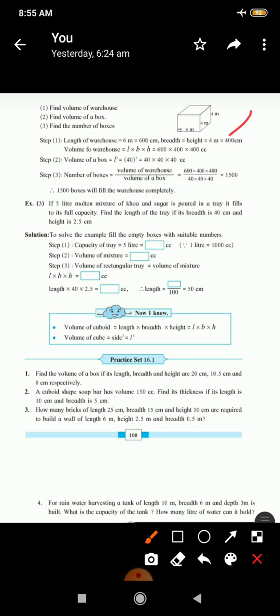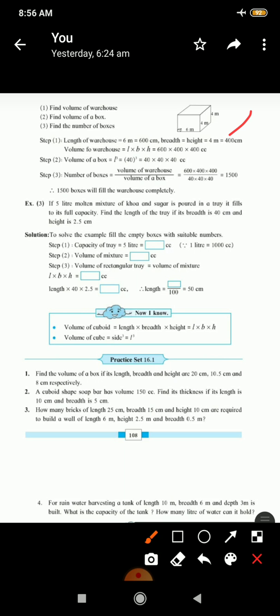Length of the warehouse is equal to 6 meters, that is equal to 600 centimeters. Breadth and height are 4 meters, that is equal to 400 centimeters. So volume of the warehouse is length into breadth into height, that is 600 into 400 into 400 cc's. Now step 2, volume of a box is L cube, that is 40 cube, that is 40 into 40 into 40 cc's.